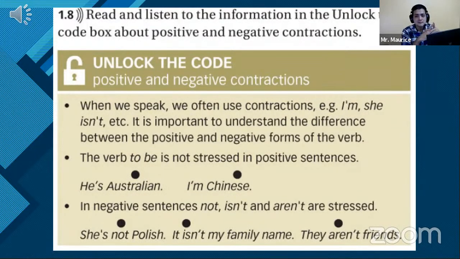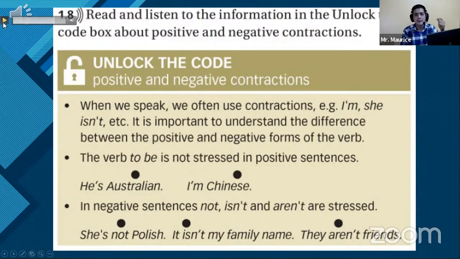He's Australian. I'm Chinese. In negative sentences, not, isn't, and aren't are stressed. Okay, now in the second part, the negative is stressed. So when we speak in negative, we use contractions, and we put the stress on the negative.